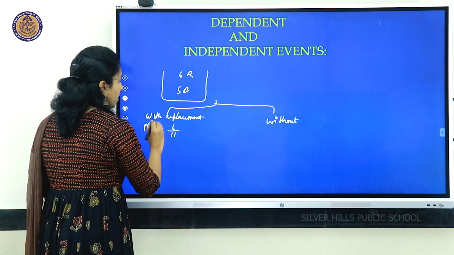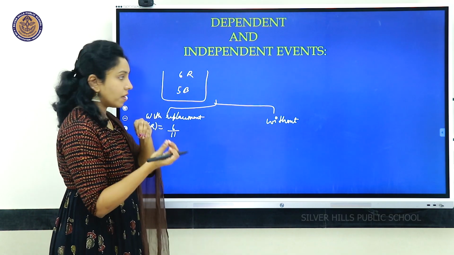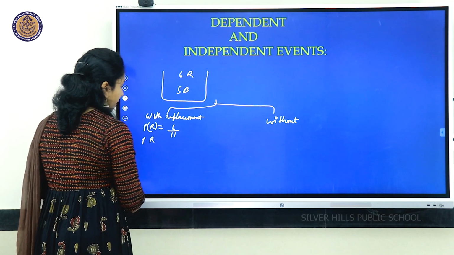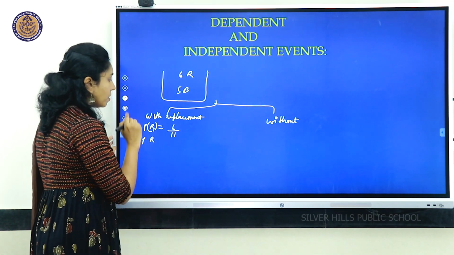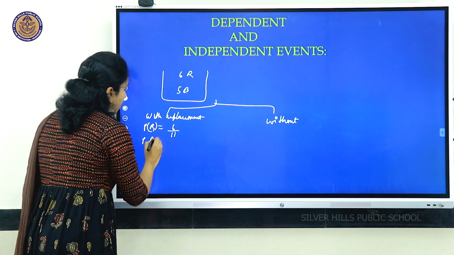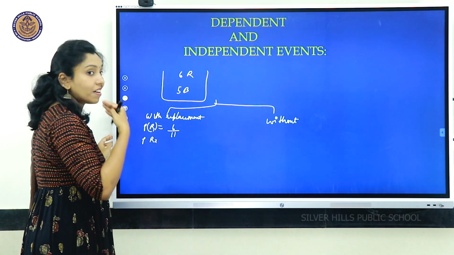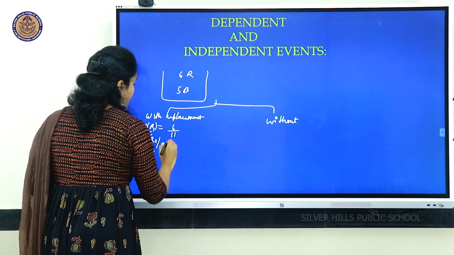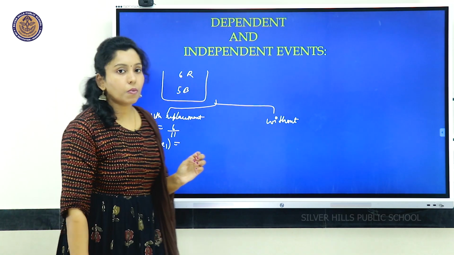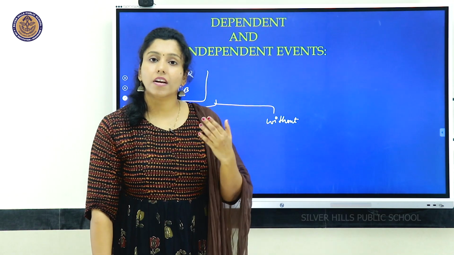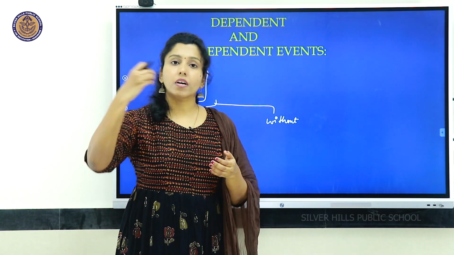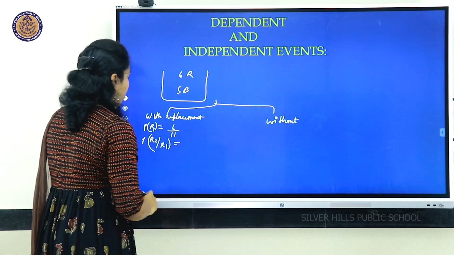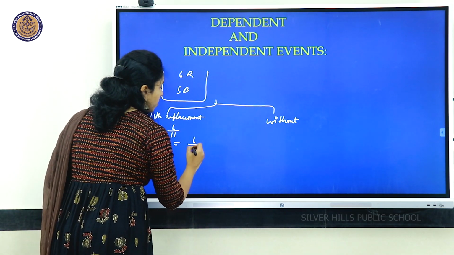Now, it is with replacement, so you are taking a ball and keeping it back. What is the probability of getting a red ball again, given that the first one is red? I will write R1 to show that the first one is red. Is there any change in the probability? You took a red ball, you kept it back. Again, what is the probability of getting a red ball? Same thing, right? It is 6 by 11.